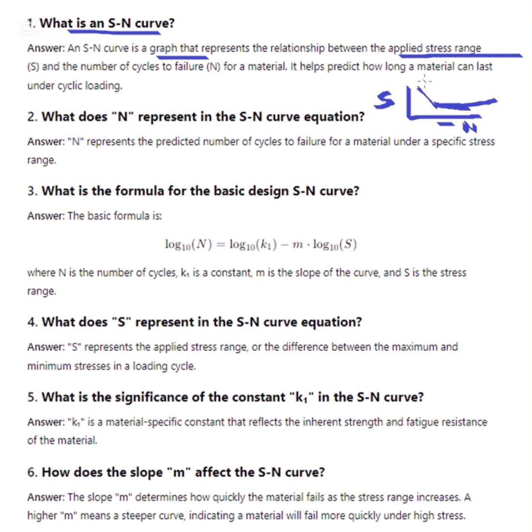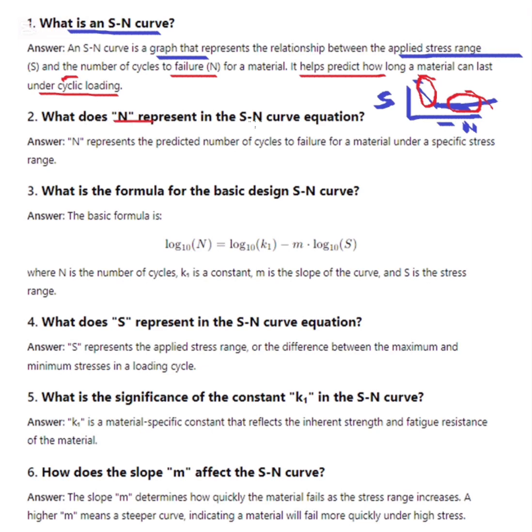You can see this region is high stress cycles and this region is low stress cycles. So this is the relation between the applied stress range and number of cycles to failure for a material. It helps predict how long a material can last under cyclic loading. This is also important under cyclic loading.